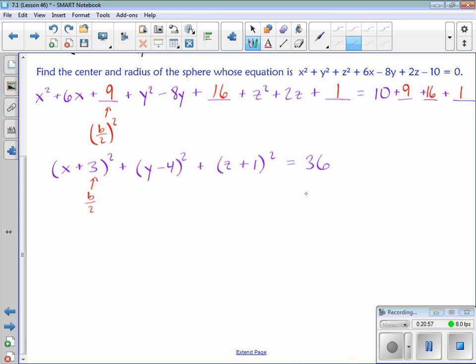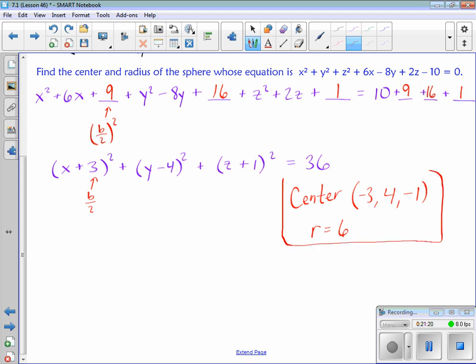Center and radius. So my center is what? Opposite of all those. So negative 3, 4, and negative 1. And then my radius is what? 6. Because it's the square root of that, because that's your r squared. So questions at all? It's really not that bad, right?